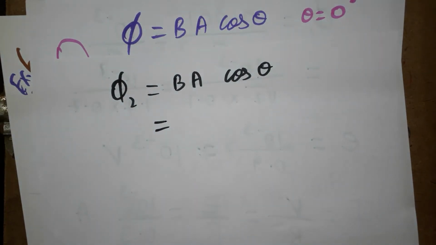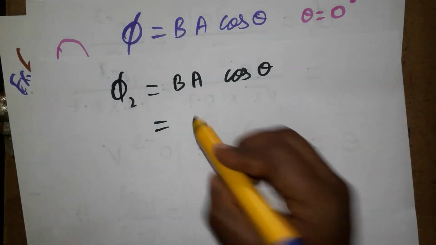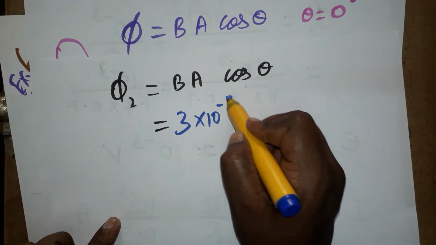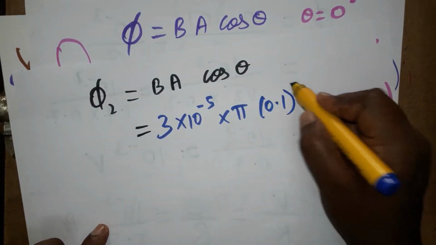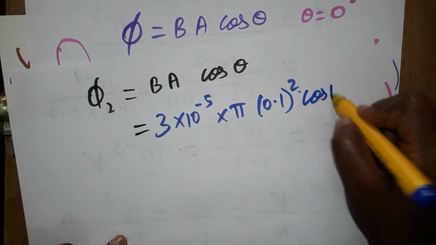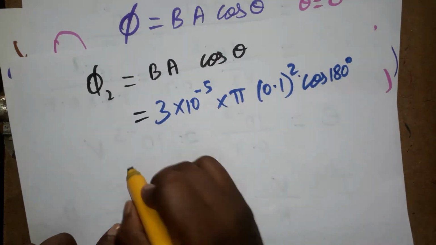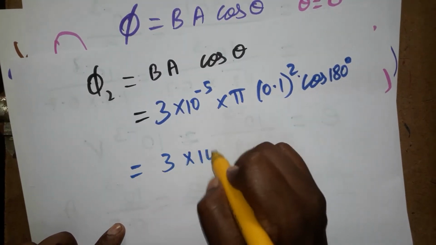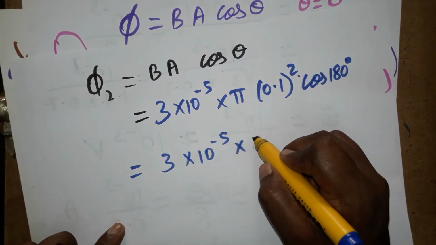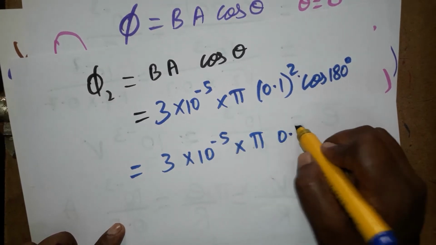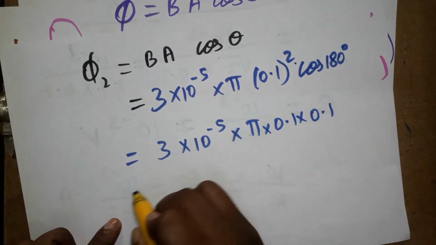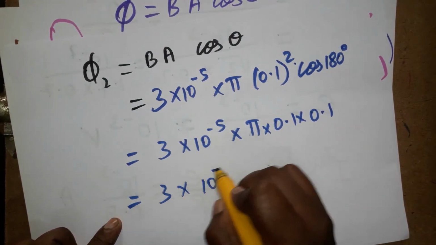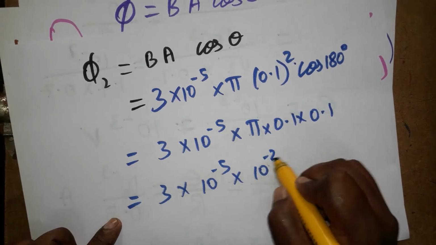Okay. The B, I know it's going to be 3 into 10 power minus 5. A is going to be pi r square. R square is going to be 0.1 whole square. Cos 180 degree is going to be minus 1. So 3 into 10 power minus 5 into pi into 0.1 into 0.1. So this will get 10 power minus 2. So 3 into 10 power minus 5 into 10 power minus 2 pi.